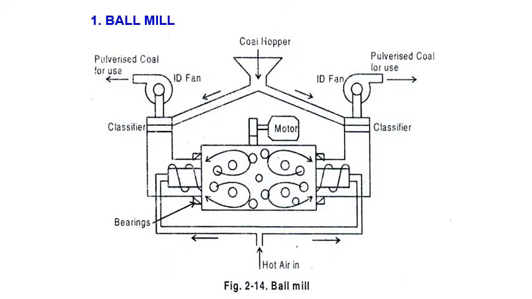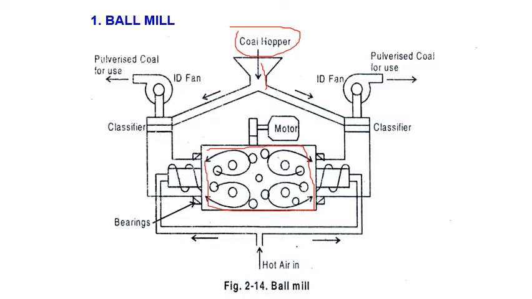Ball mill. In the ball mill, the coal is taken from the coal hopper and fed to the center region where we have the balls. Here it comes in contact with the coal and gets crushed. The speed of the drum plays a very important role. It should not be very low, and it should not be very high.